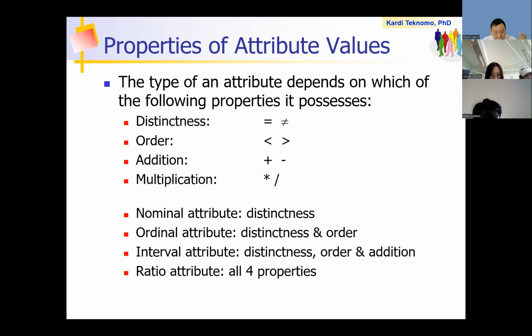Okay, so if you have a nominal attribute, you will have distinctness. If you have an ordinal attribute, you have distinctness and order. If you have an interval attribute, you have distinctness, order, and addition, which includes subtraction. And if you have a ratio attribute, you have all these four properties. Is it clear?